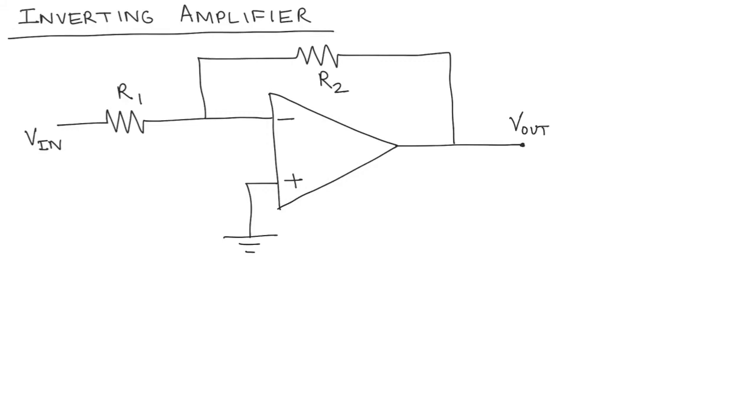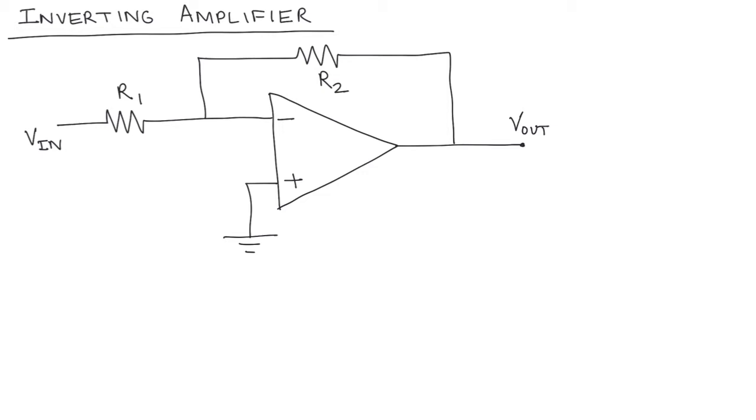The circuit that is shown on the screen here is called an inverting amplifier. In the inverting amplifier, you can notice that the non-inverting terminal is connected to the ground, and the feedback is applied to the inverting terminal, and the input is applied to one of the resistors in the feedback. Sometimes this resistance is called the input resistance, and this resistance is called the feedback resistance.